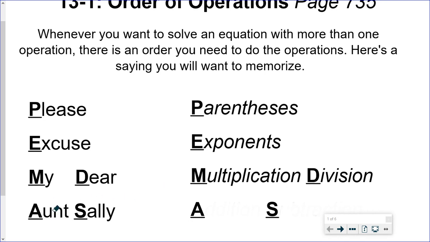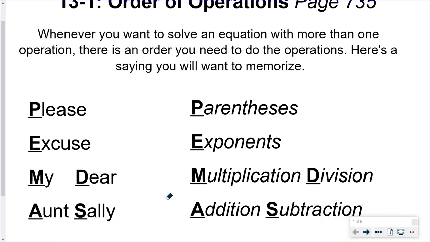And then the last one here is Aunt Sally. Aunt Sally is going to stand for our addition and subtraction. You should also notice that, very similar to my dear, the words Aunt and Sally are also on the same line. Again, you are not always going to do addition before subtraction. If you ever have to do them both at the same time, then you would do whichever one comes first in the problem. And like I said, we are going to go through a couple of problems together to help us understand. So we have please excuse my dear Aunt Sally. It's going to represent parentheses, exponents, multiplication, division, addition, subtraction.